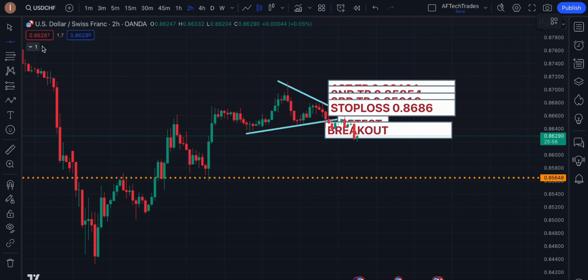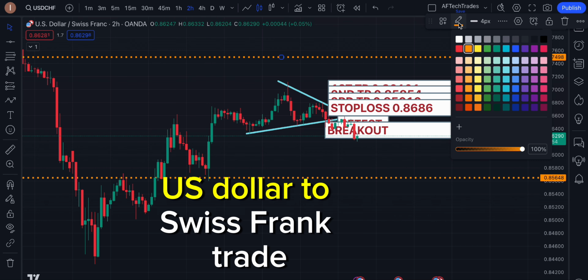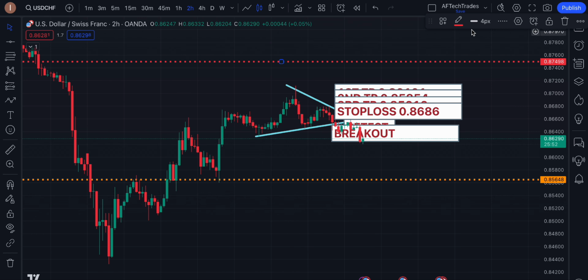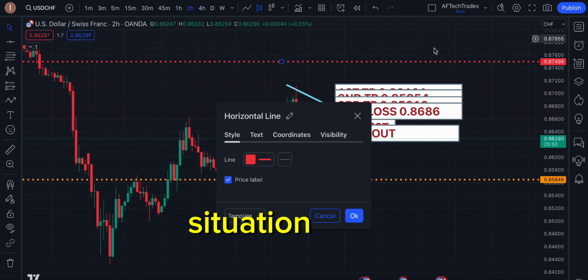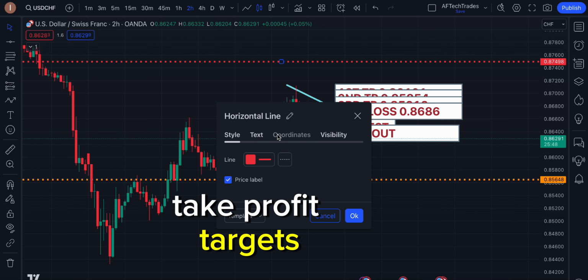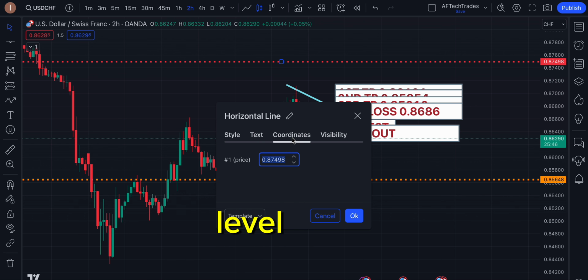Conclusion. So, that's the full breakdown of this US dollar to Swiss franc trade. We've covered the market situation, the technical setup, our take profit targets, and the all-important stop loss level.